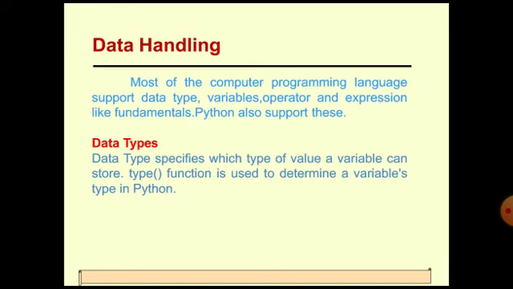Now most computer programming languages support data types. This language also supports data types, but what is the difference between other languages and this language? Here, while declaring any variable for the first time, we need not associate any particular data type with it. Whenever we declare a variable, we just specify the variable name and then assign the value, whatever type of value you want to assign.